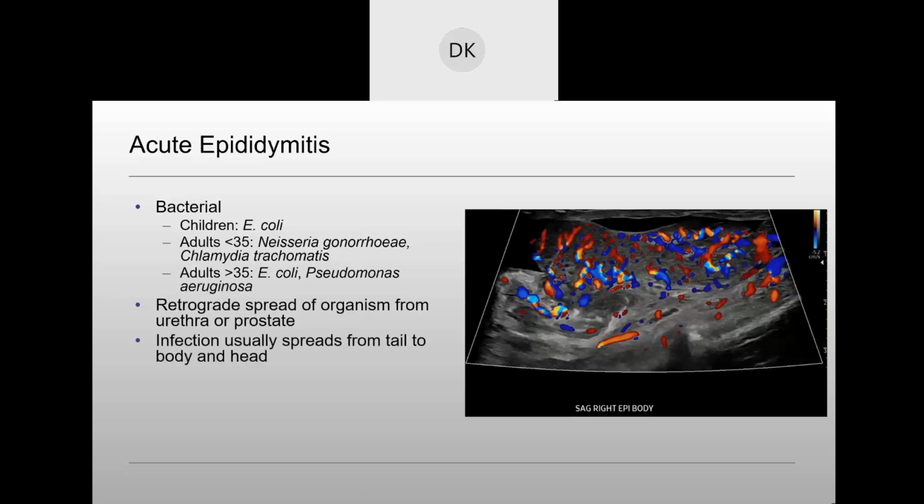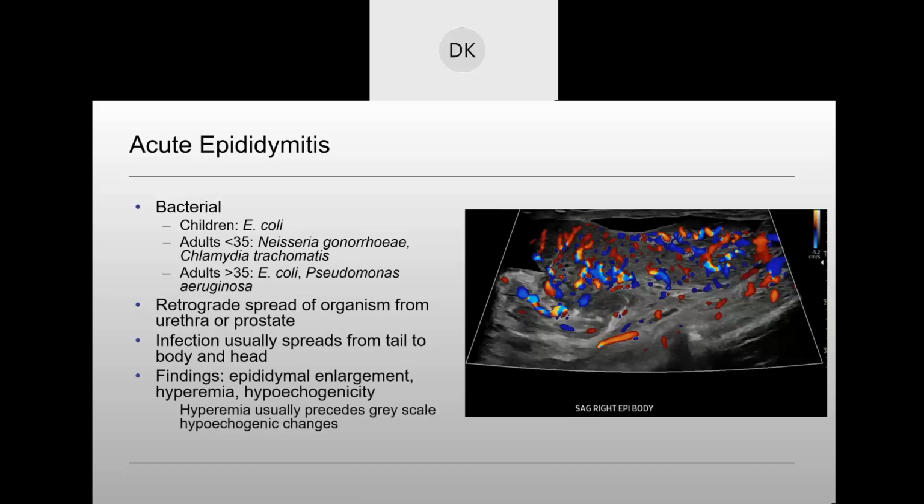And the infection usually starts in the tail and then moves to the body and the head. So once you see it at this point, it's more advanced. And the typical findings: the epididymis will be enlarged, hyperemic, and hypoechoic. But often you'll just see hyperemia first before you see any of that grayscale change. So it's important to add color Doppler.